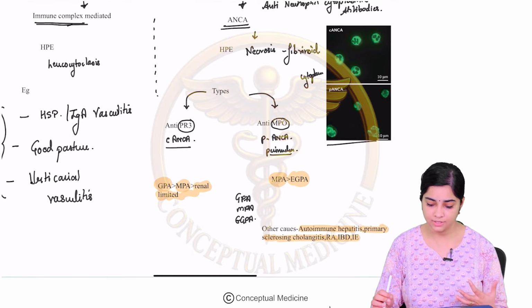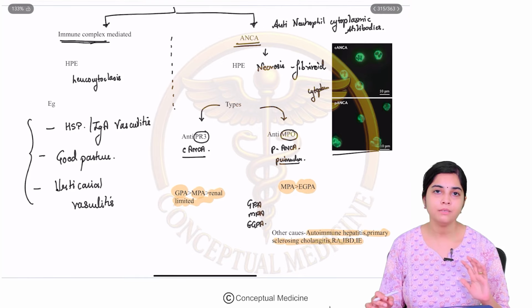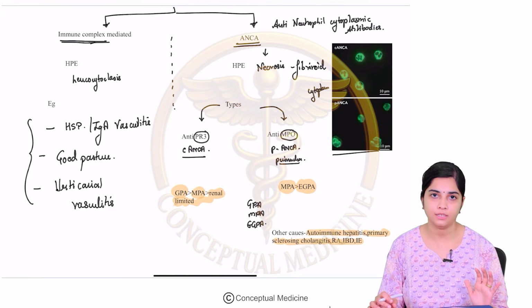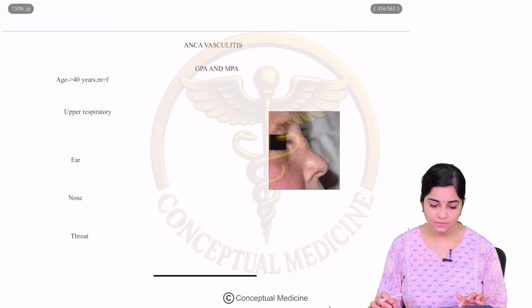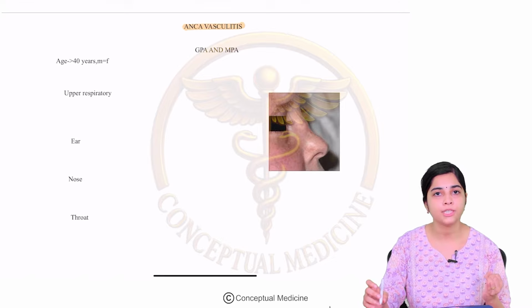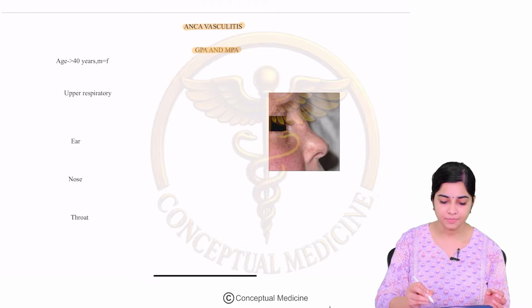These are the other conditions where you can have ANCA positivity. Okay. So this is about the major differences between your immune complex mediated and your ANCA associated small vessel vasculitis. Okay, fine. So let us start off with your ANCA associated vasculitis, which is your GPA, MPA and EGPA. Clear? So first let us start with GPA and MPA.